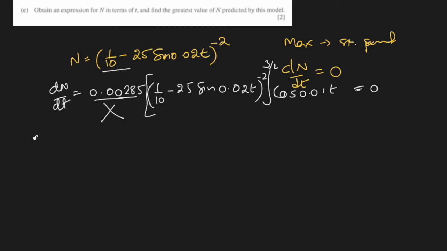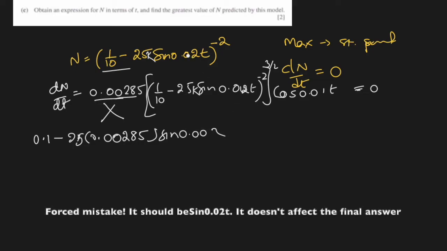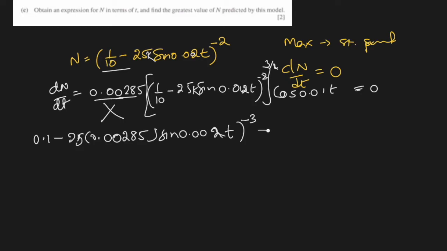Let me write 1 over 10 as 0.1 minus 25k, it was k, I forgot k again. So 25k, it is 25 times 0.00285 sine 0.002t, there are 2 zeros, right, to the power minus 3. Now this 2 and 2 will get cancelled and we'll be left with minus 3. This is equal to 0.